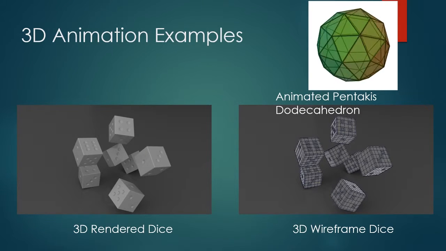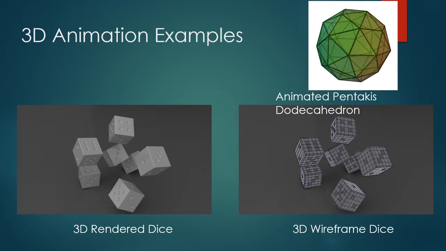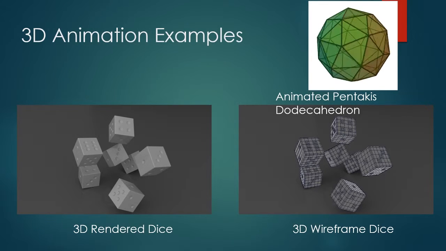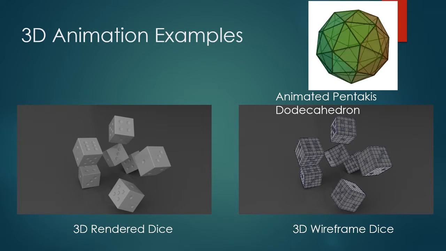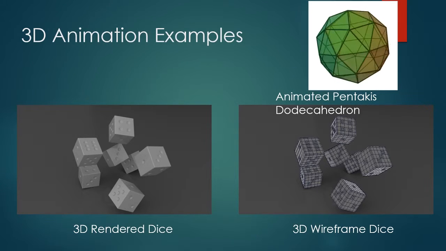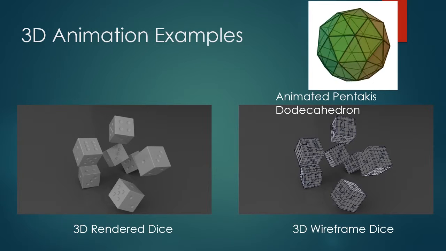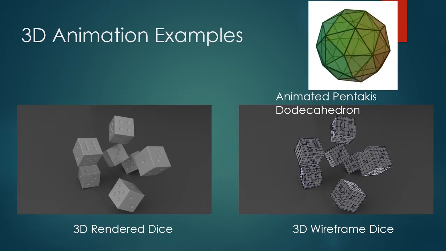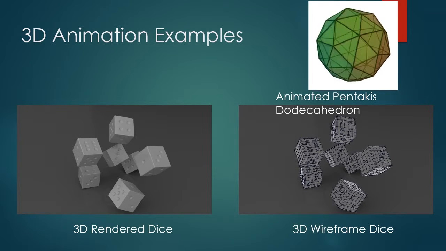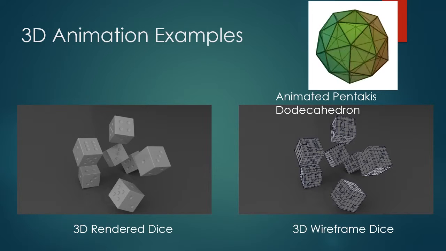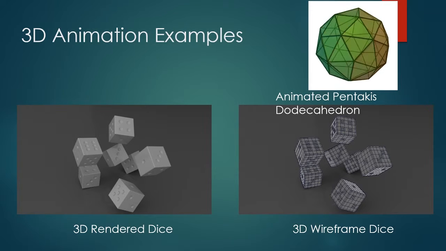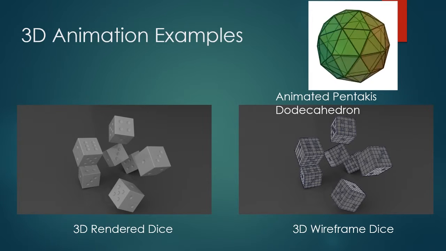The photographs shown on this slide are pieces of 3D animation. The pentakis dodecahedron is a 3D model that has been animated to spin. I modeled the dice shown below in a program called Maya. The dice on the left have been lit and rendered, but do not have a texture applied. Dice on the right have been modeled in wireframe mode, which is a setting that allows the animator and the viewer to see the structure of the model and see how the textures are applied to it.